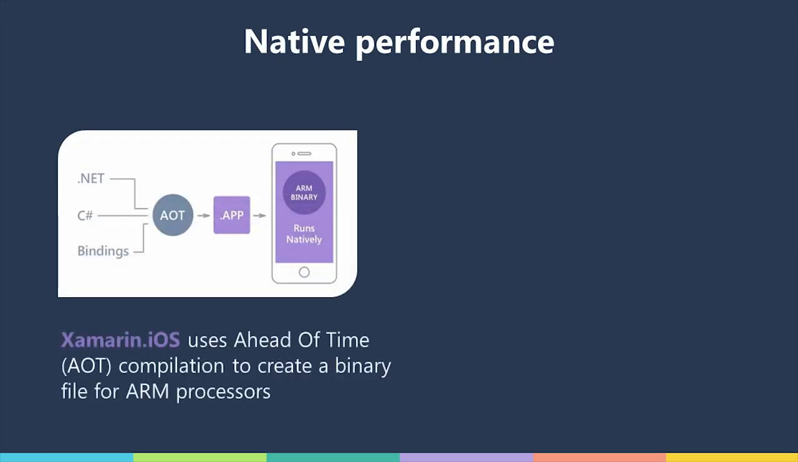As already mentioned, Xamarin gives you native performance thanks to using the same compilation techniques. A Xamarin.iOS app compiled ahead of time would produce a binary file for the ARM architecture, which you can then run natively just like any app created with Xcode or Objective-C.